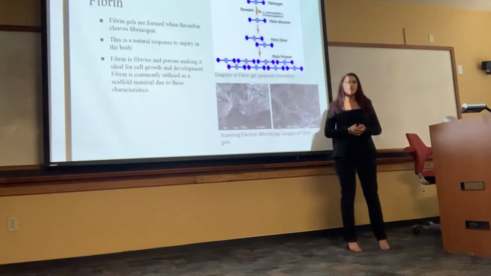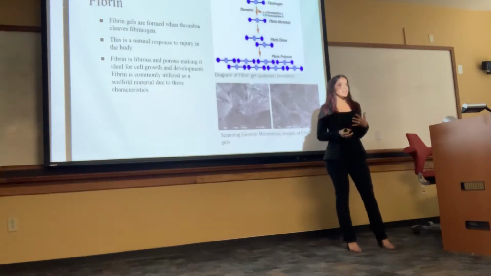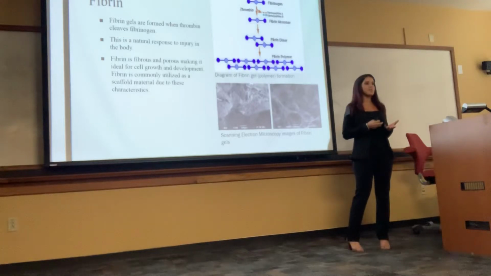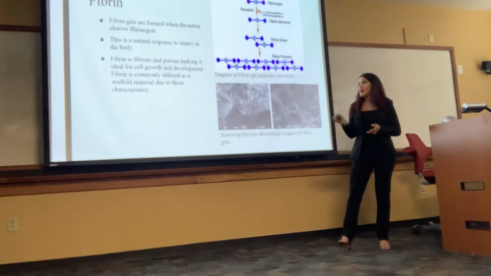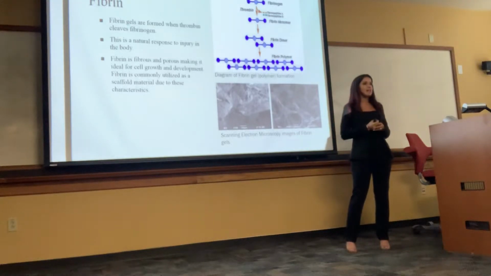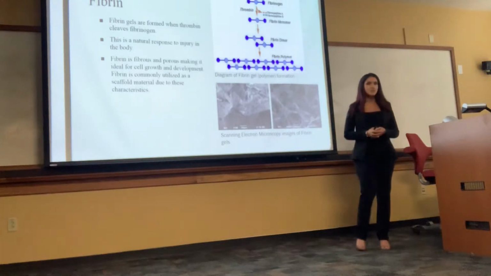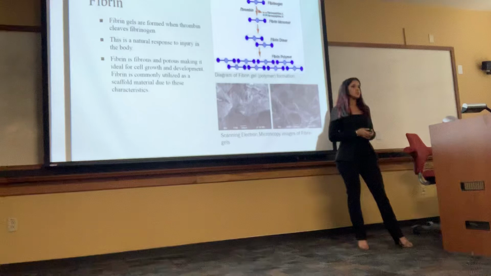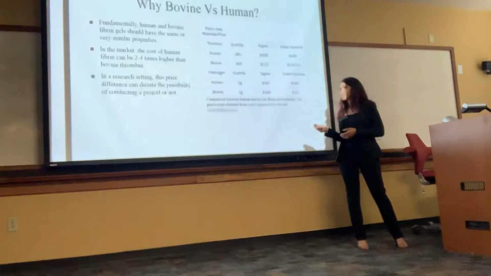Fibrin gels are formed when thrombin cleaves fibrinogen. This is a natural response in your body to injury, like the clots that form in your body. Fibrin is very porous and very fibrous, which makes it ideal for cell development and proliferation. This is why it is commonly used as a scaffold material.